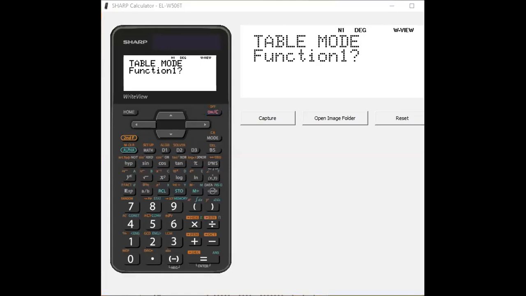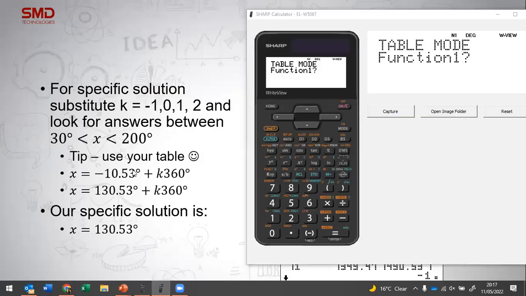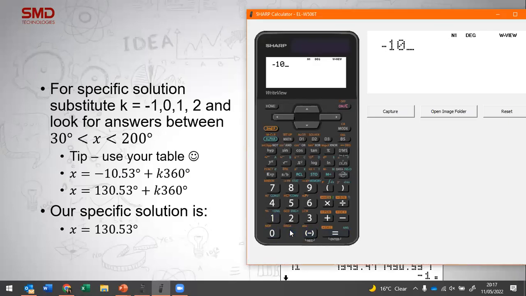Let me just share so you can see the equations. What we're going to do is substitute our general solution into our two functions. So here I'll have negative 10.53 plus k, but we obviously don't have a k, so we'll use an x instead, times 360. And in function 2, we'll have 130.53 plus, and again, we have an x instead of k, times 360.